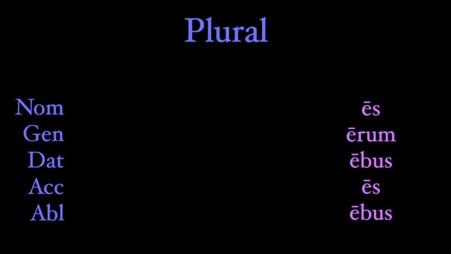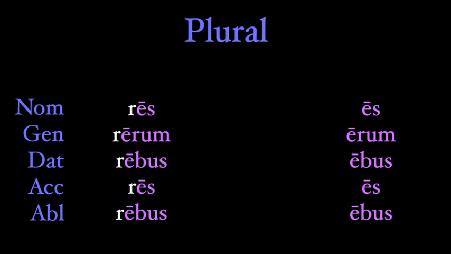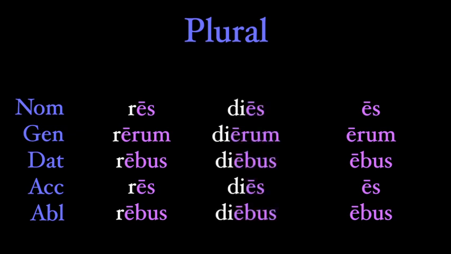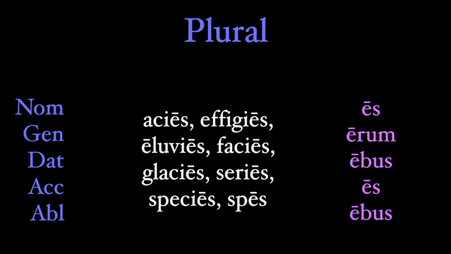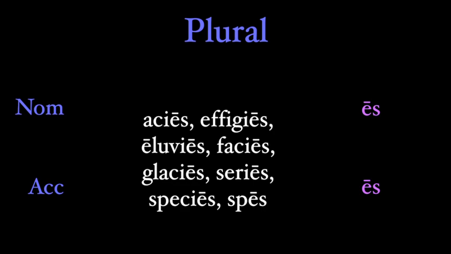This plural, by the way, is special because it is only found with 2 specific words, res, which is our paradigm or example, and dies. Only these 2 words have the full plural forms. Most other fifth declension words are never found in the plural. And these words, acies, effigies, eluvies, facies, glacies, series, species, and spes, they are found in the plural nominative and accusative, but never in the other cases.